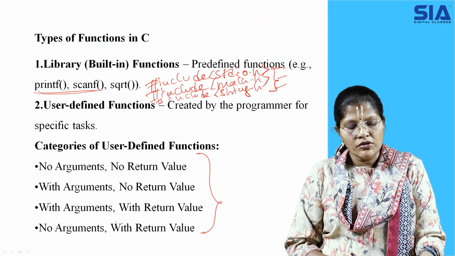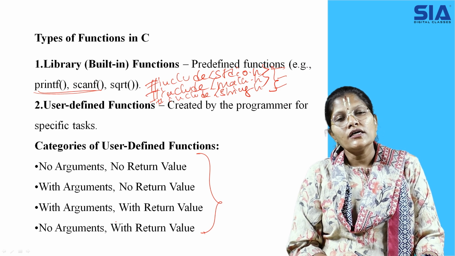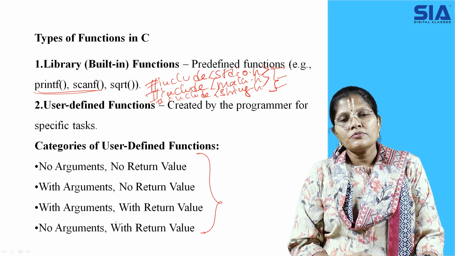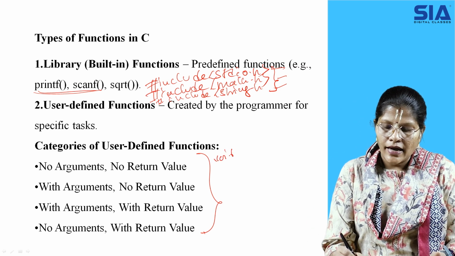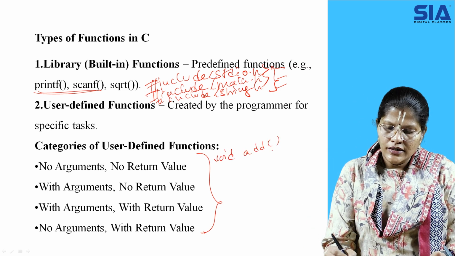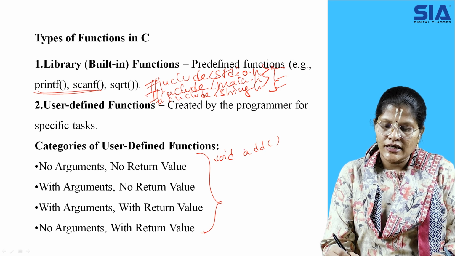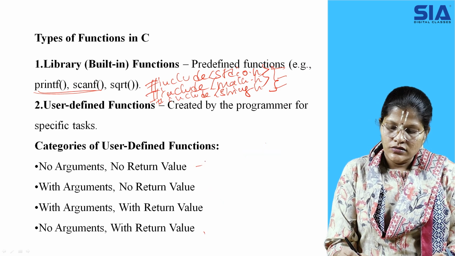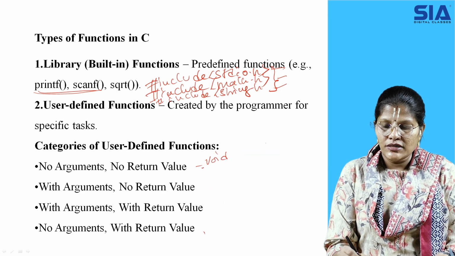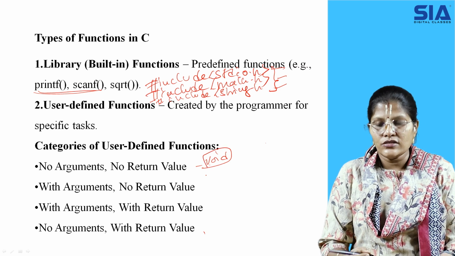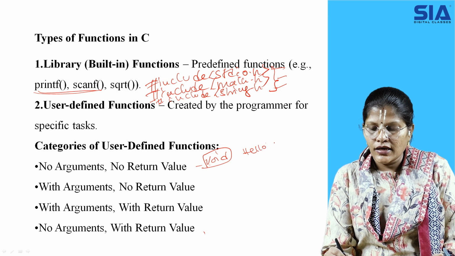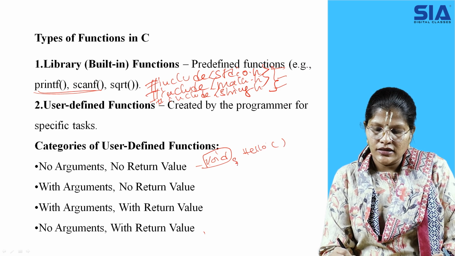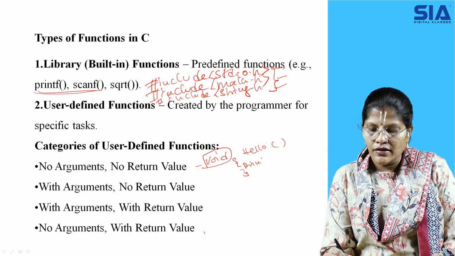Whenever you have no arguments and no return value, this particular function is void add. Here you are just simply saying hello. It is void, no return value. That means when you don't have any return value, mention it as void in the return data type. Then specify it with your hello. Then again here you have the statement printf, hello to see classes.